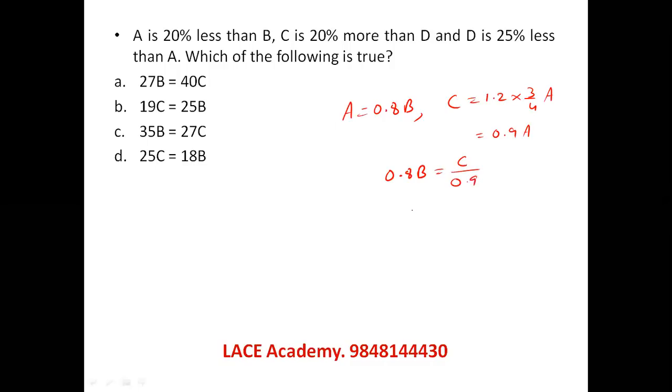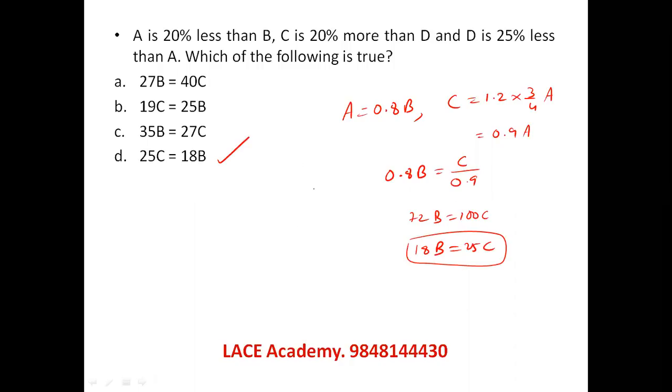So I can say 72B is equal to 100C. 9 I am sending there, 2 decimals I am sending here. So divide by 4, 18B is equal to 25C I can write. See if that is in the options. Yep. So let's go to the next question.